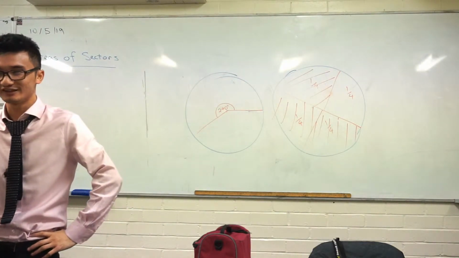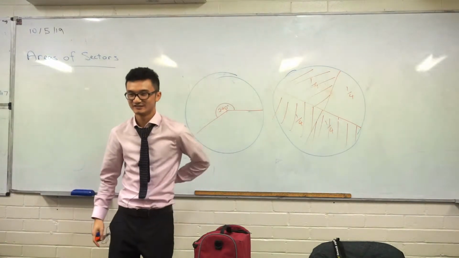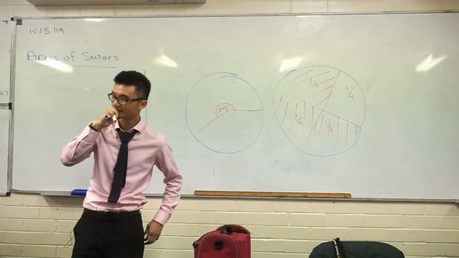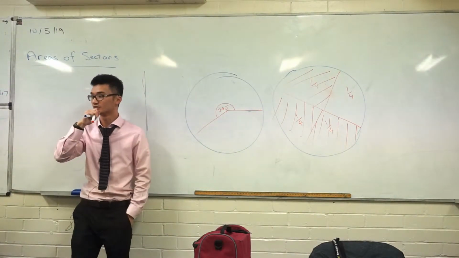Have a think carefully. What do you think, Marissa? 2/3. Would you agree, Liz? Why do you agree, Liz? Well, because 240 over 360 simplifies to 2/3.